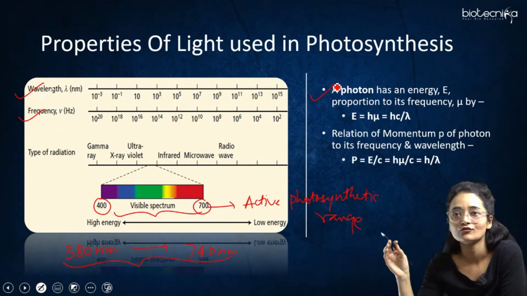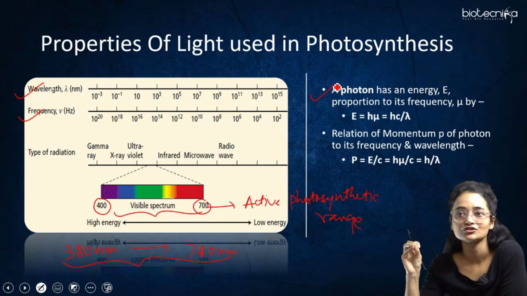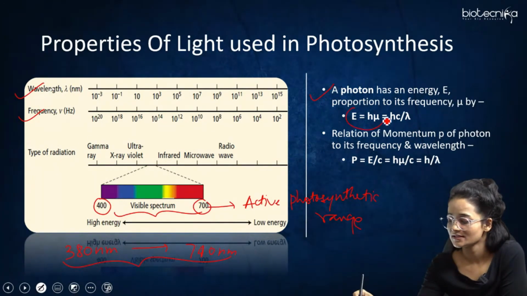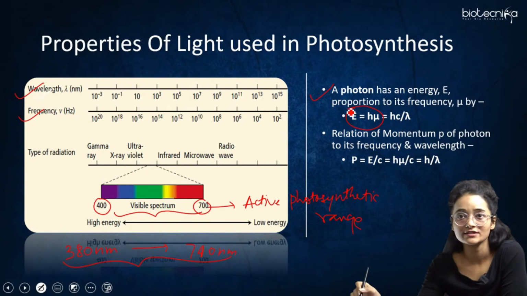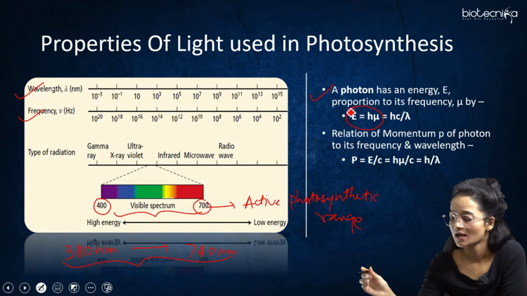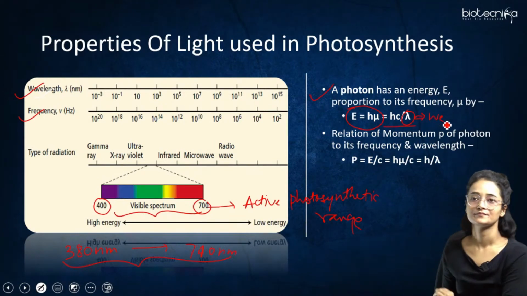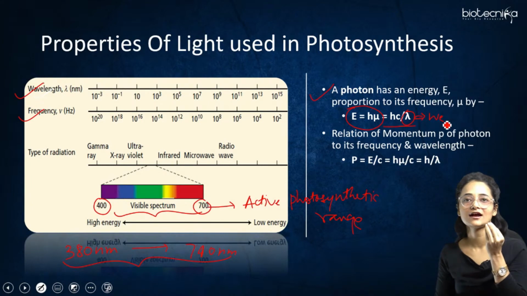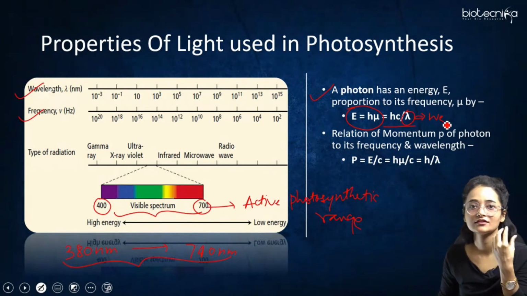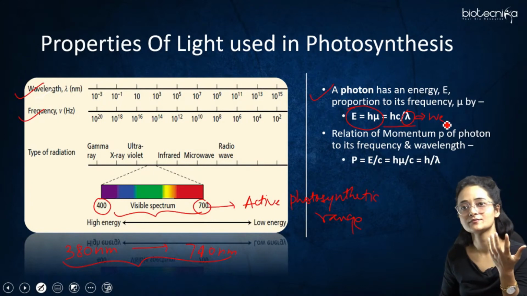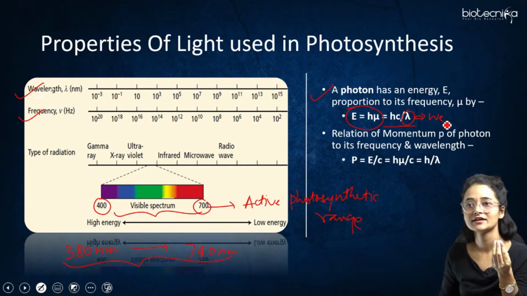So here it says that a photon has an energy, denoted by capital E, which is proportional to the frequency, right? So E is equal to h nu, where nu is the symbol for the frequency. Now h is Planck's constant, and it is equal to hc divided by lambda. Lambda is the wavelength. So wavelength is a kind of measurement for the amount of light that is being absorbed or emitted by the chlorophyll pigments.